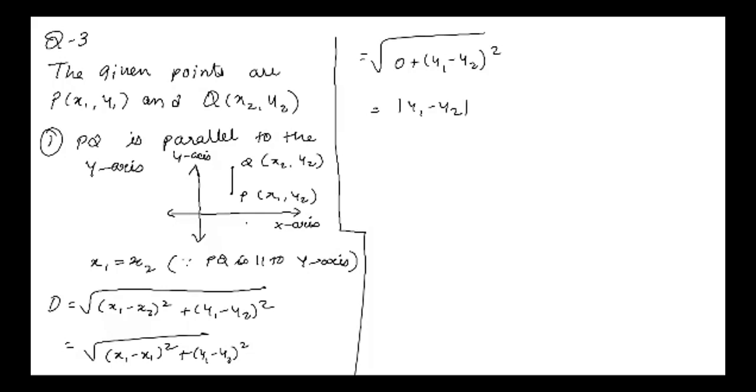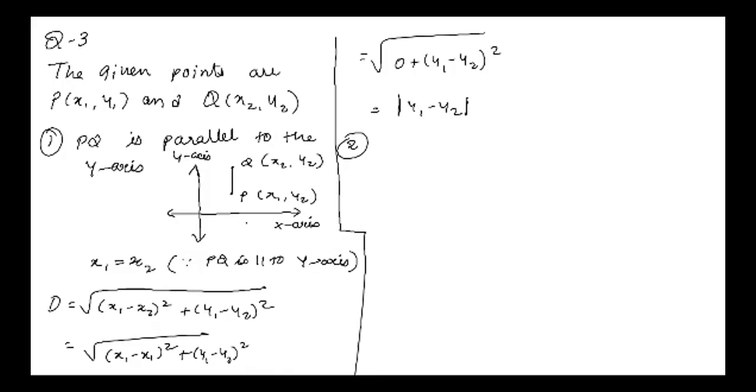Why I am taking mod is because it is distance, and distance should not be negative. It will never be in negative measurements. So I have to take mod y2 minus y1 or else y1 minus y2, whichever is suitable. You should subtract, but the distance should not be a negative value.